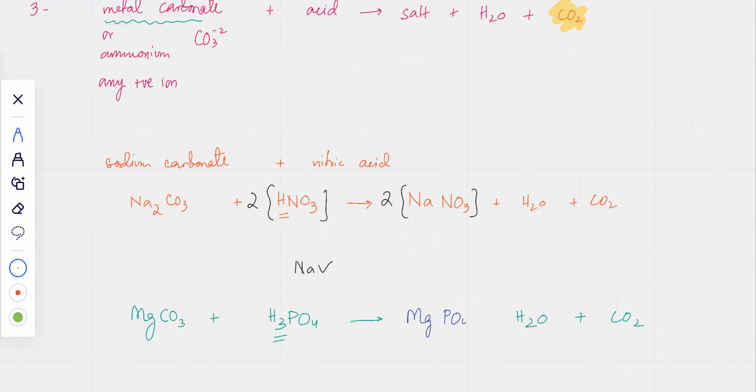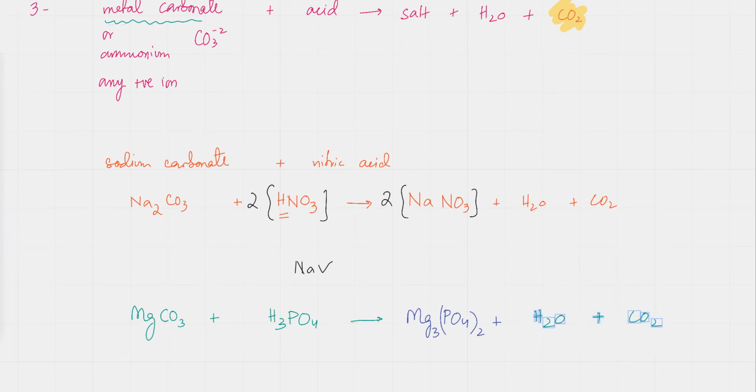So the formula would be: Mg is group 2, so it's plus 2, and PO4 is minus 3. So the formula is going to be Mg3(PO4)2. So those are our formulas. You only need to balance this now. Balance with the easiest. What's the first thing that you would balance in this equation?